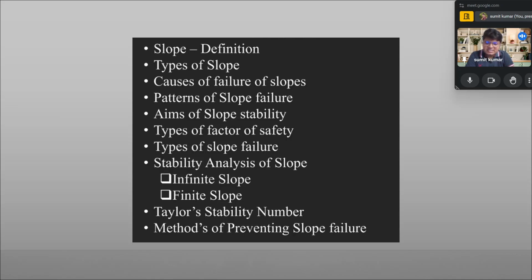Afterwards, the stability analysis like the infinite and finite slope. We look into that. Then the Taylor stability number and the methods of preventing slope failure are the aspects with which we end this section. Then we move to the section in which the different questions are present, which we are going to solve today to lead to a better understanding of the concepts associated with this.